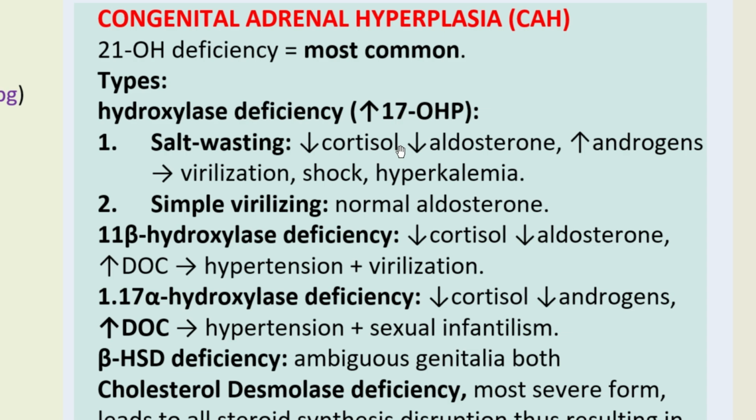So in different conditions or in different enzyme deficiencies, we shall have different hormone precursors remaining high. Some of these precursors are the ones that are going to be converted now into androgens.